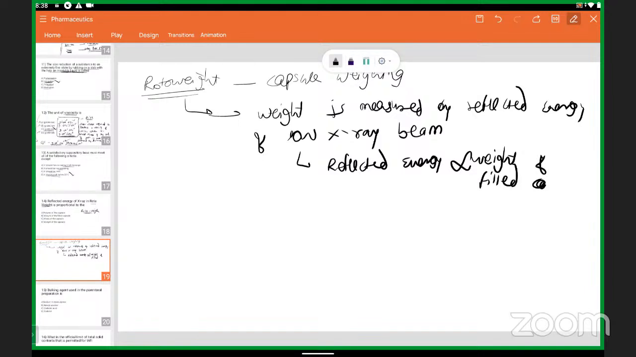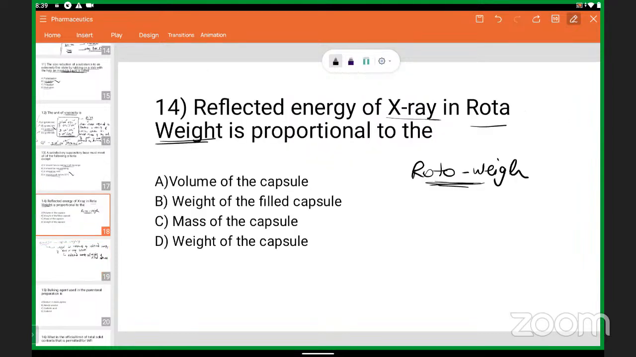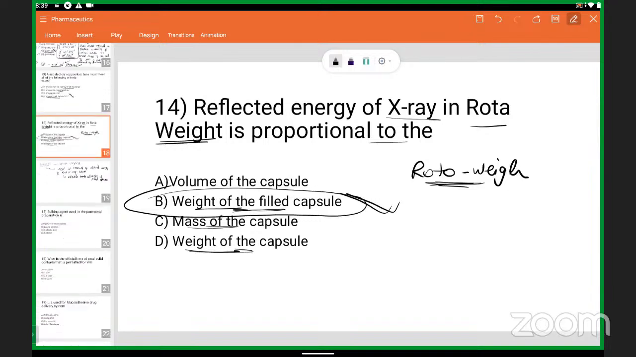So yes, if you revisit the question again, the reflected energy of X-ray in rota weigh is proportional to the option A है volume of the capsule, option B है weight of the filled capsule, option C है mass of the capsule, and option D है weight of the capsule. अभी weight of the filled capsule and weight of the capsule नहीं है, आपका जो roto weigh है वो filled capsule के लिए ही हम उसका weighing करने के लिए करते हैं. So option B is the right answer for this question. Volume हम measure नहीं करते, वो mass या weight of the capsule rota weigh में हम majorly use नहीं करते by using the X-ray as a principle.